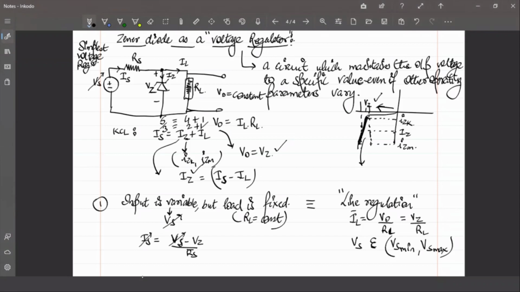As a result of which, this will change from 5 to, let us say, 3, right? And the load still requires 1 ampere. Then the Zener diode will operate itself in such a way that its point shifts from 4 ampere to 2 ampere. So let's say its point was 4 ampere, so from there it shifts to 2 ampere.